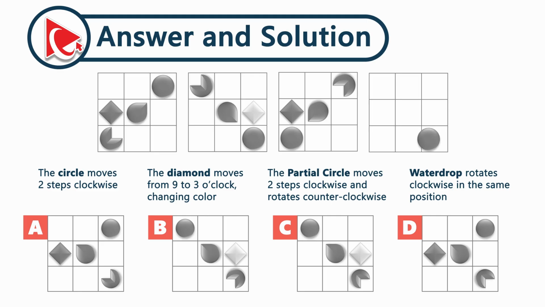The circle will be in the upper left corner. The water drop will be pointing to the full circle at 11 o'clock. Diamond will be lighter color and will be in the 3 o'clock position. And the partial circle will be in the bottom right corner, which means that the correct answer here is choice C.